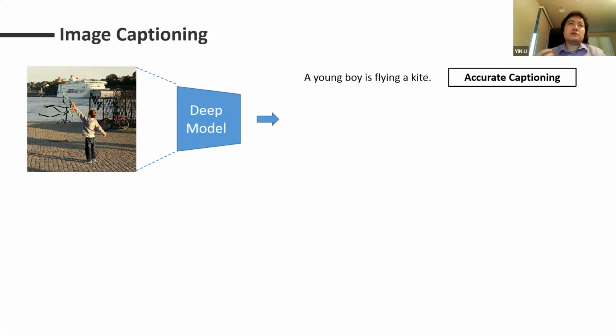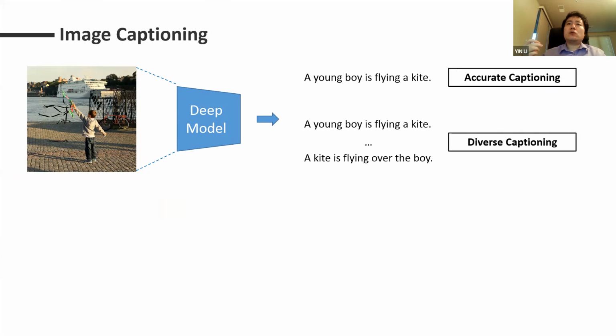So here we're considering this image captioning task. The idea is that given an image, we're going to generate a text description of this image. A lot of researchers focused on generating accurate or high quality captioning. Some of the more recent research looks into generating diverse captioning, trying to cover different components of this image.